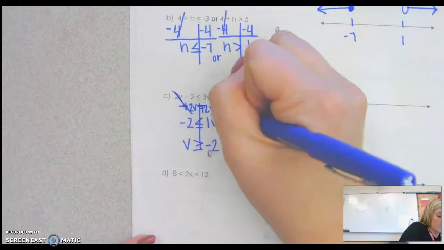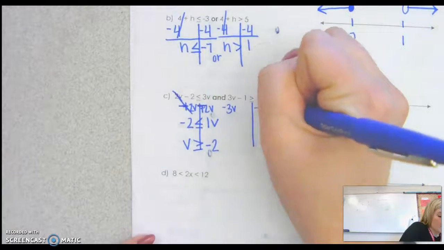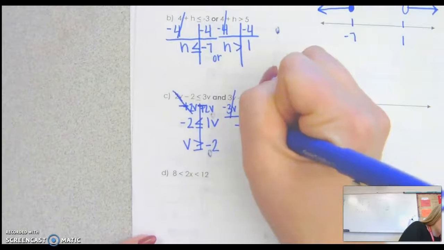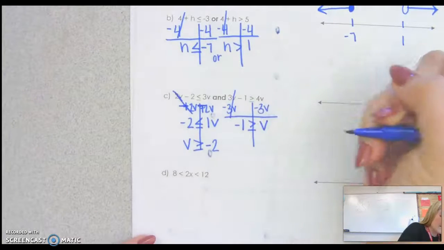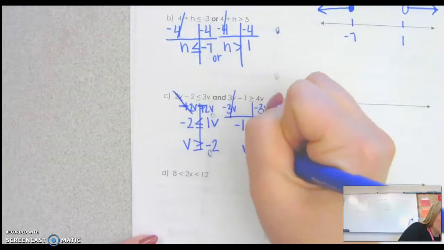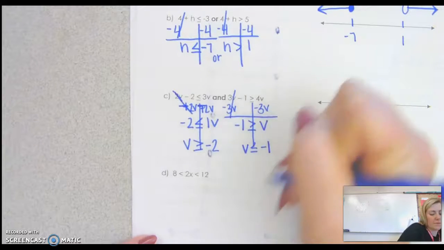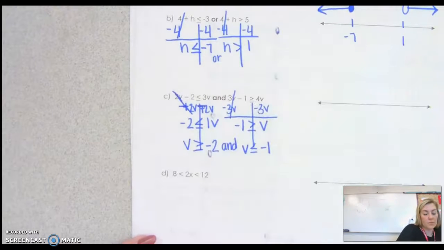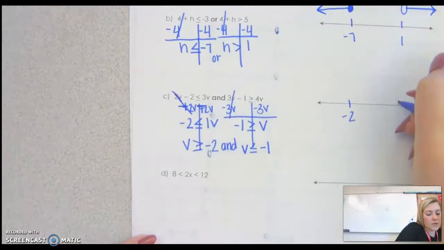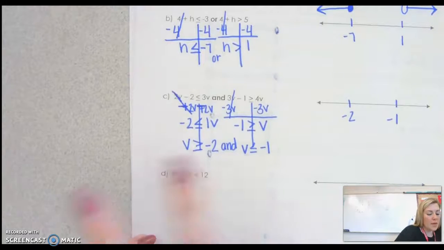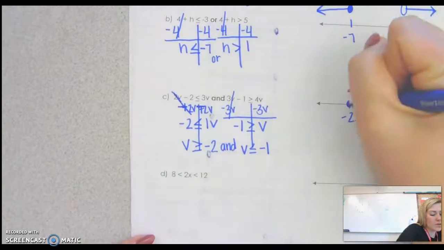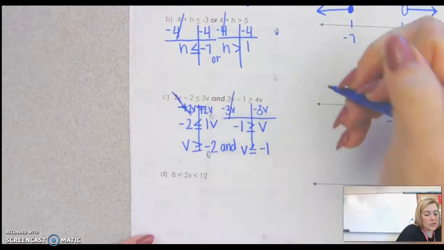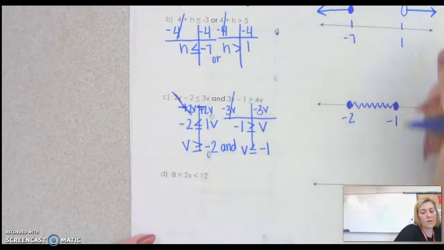Same thing over here. So I'm going to subtract 3V from both sides. I get -1 is greater than or equal to V. And then again, I'm going to rewrite it so the variable is on the left. I have an and in the middle. So -2 goes first, -1 goes second. They both have closed circles. I'm going to show you what it looks like when you do it on the number line. And then it's and, so you shade in the middle.